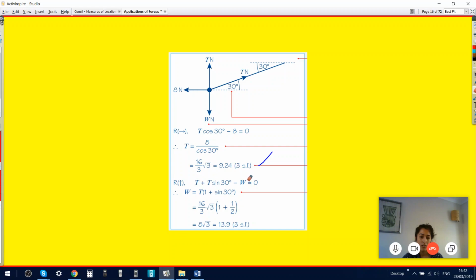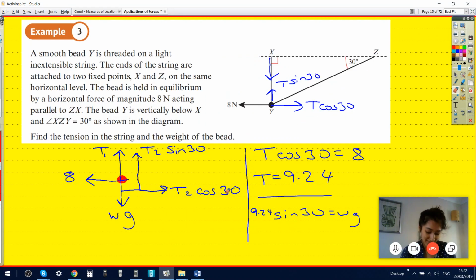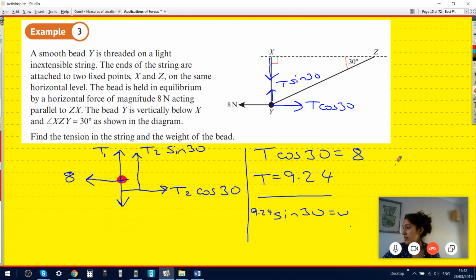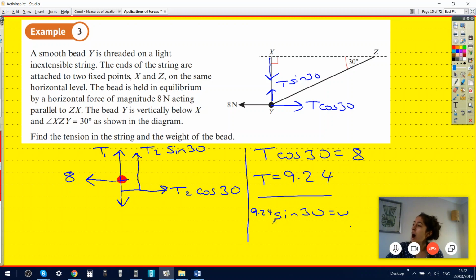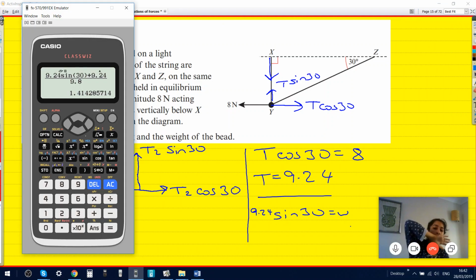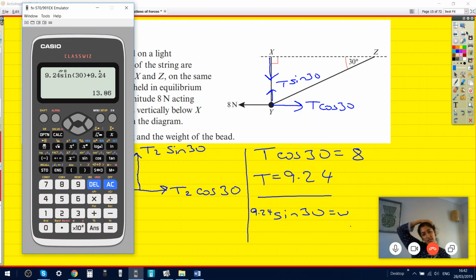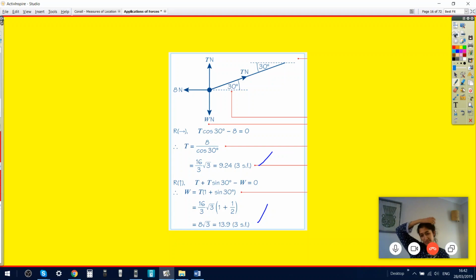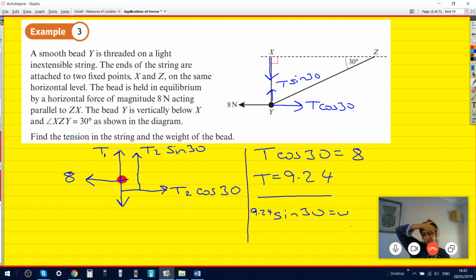No, they didn't do g. Oh, it's Newton, sorry. They just want weight. Yeah, they don't want the force. We're working out the force, but they just want weight. Okay. Hang on. Just delete the bottom. Try it now. 13.9, yeah, okay. Any questions with that one?